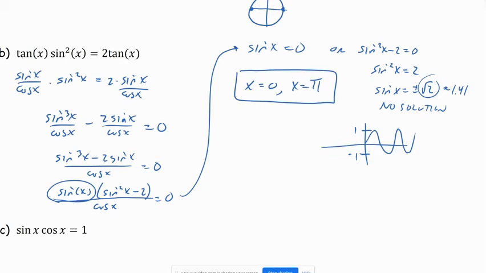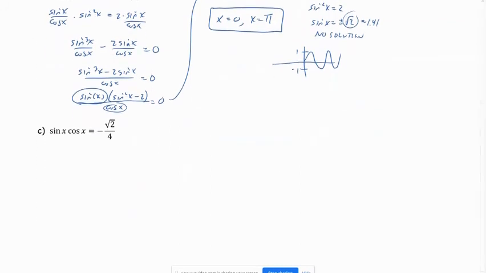And we just check and make sure that we don't make the denominator 0, because that would make it undefined. Cosine of 0 is 1 and cosine of pi is -1. So we're all in the clear. Those two solutions are our only two solutions, and both of them work.